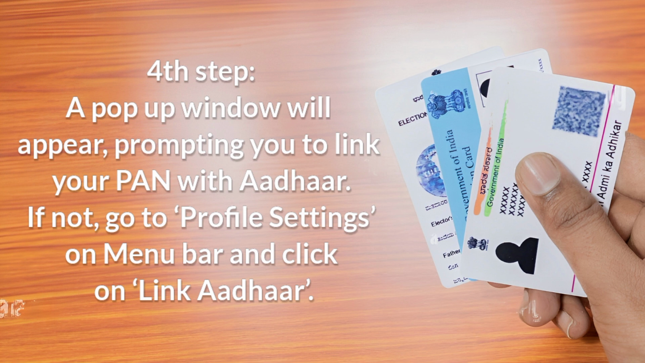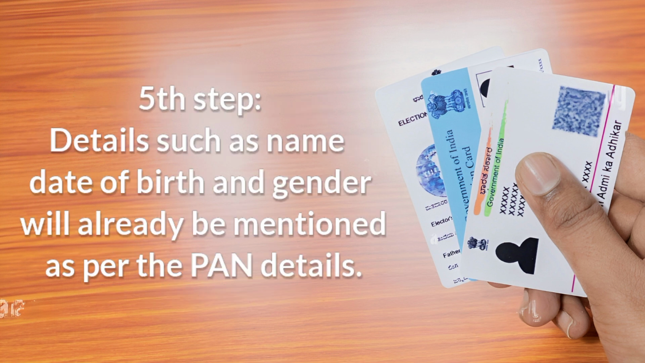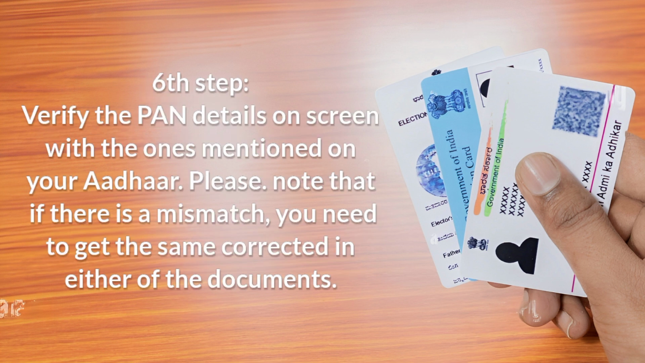Fourth step. A pop-up window will appear, prompting you to link your PAN with Aadhaar. If not, go to Profile Settings on the menu bar and click on Link Aadhaar. Fifth step. Details such as name, date of birth, and gender will already be mentioned as per the PAN details.